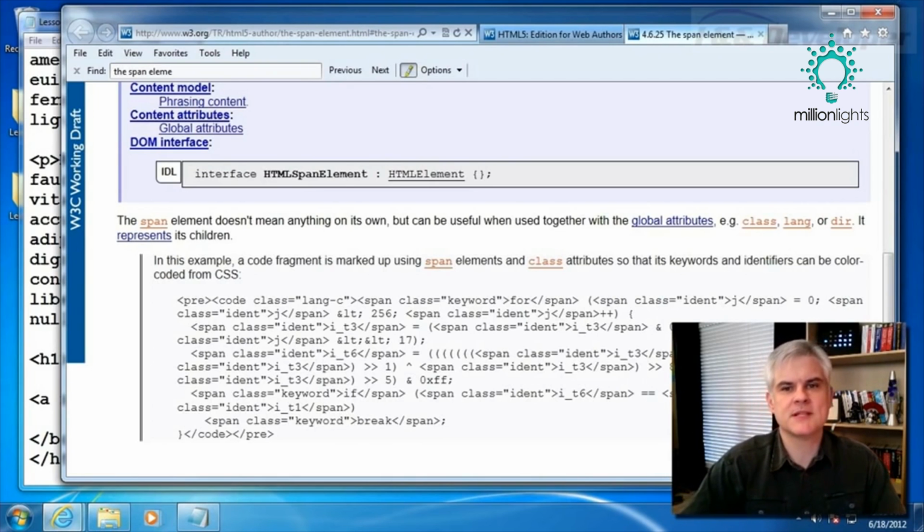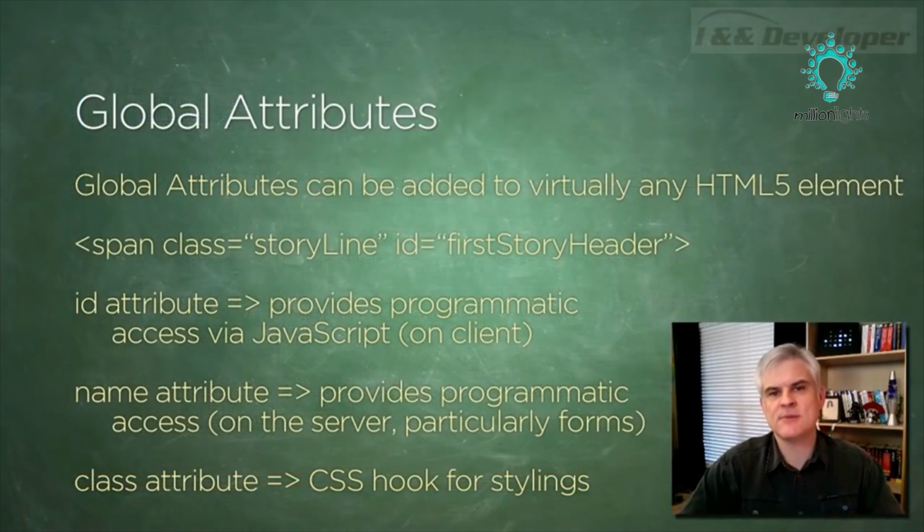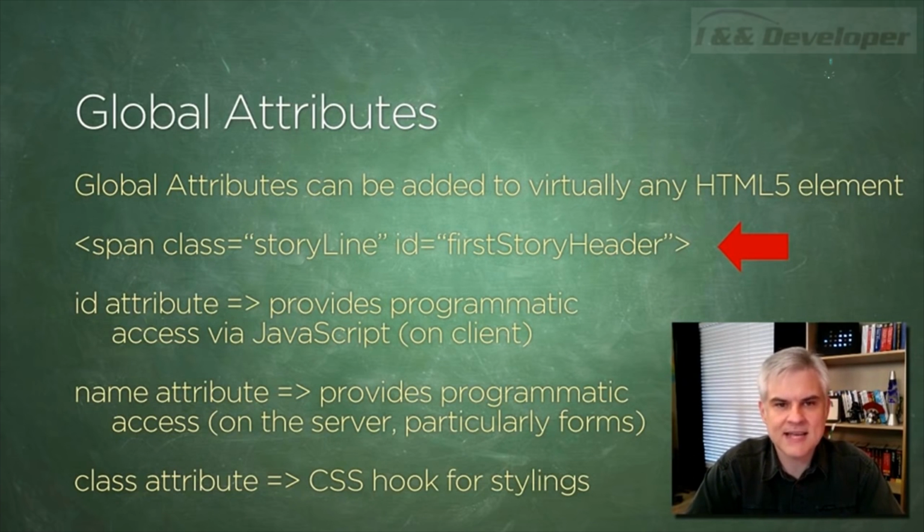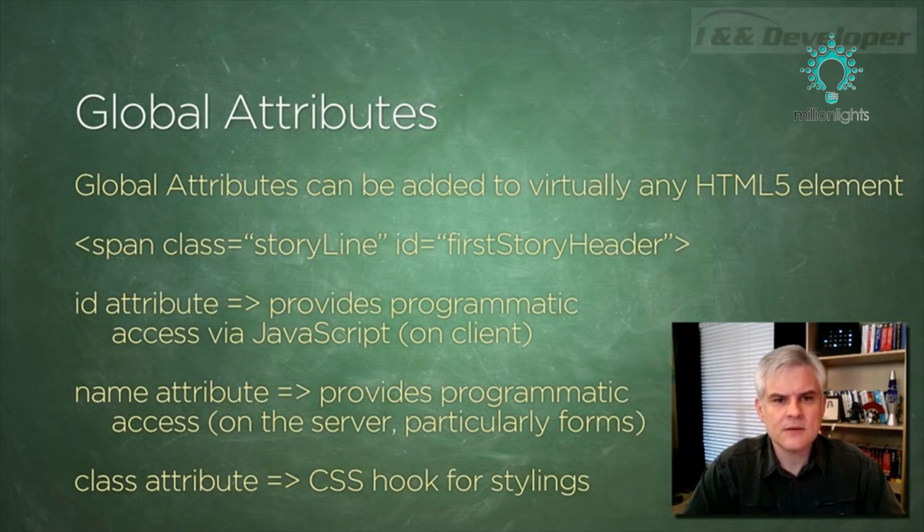Okay, finally, before we wrap up this lesson, I want to talk about the attributes that can be added to each HTML5 element. And there are a few global attributes that apply to many elements. Here in this case, I have a span tag. On screen you can see, first of all, a class attribute equal to storyline, and then an ID equal to first story header. In this case, I have two attributes, a class attribute and an ID attribute. Now, I've used a span tag, but I could have used any element here. What I'm about to show you are global attributes. They can be used on any element defined in HTML5. I've added a class and an ID.